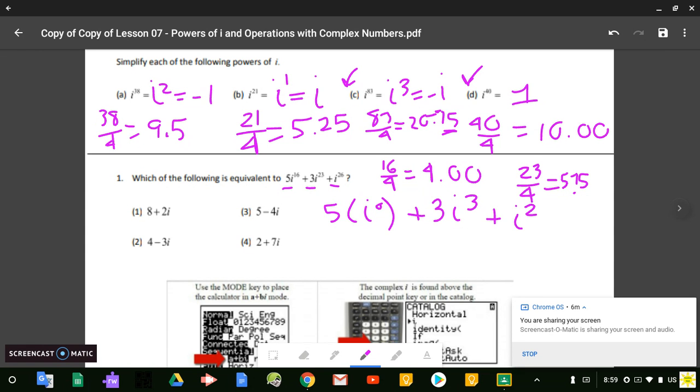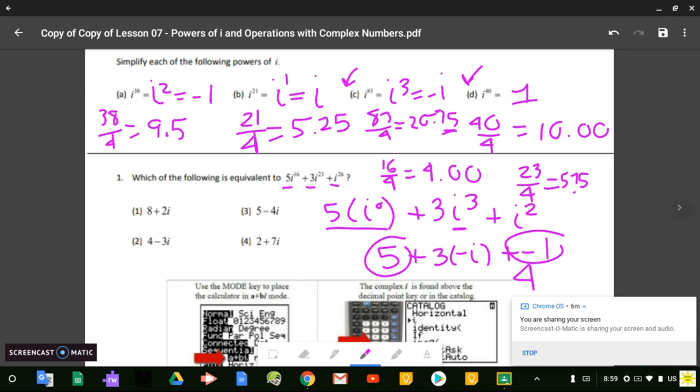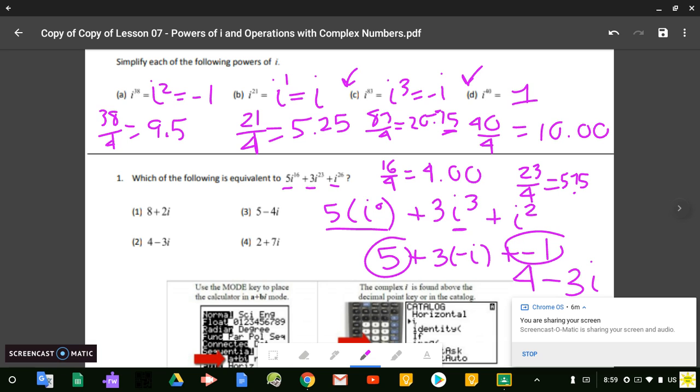Then I'm going to simplify. i to the 0 is 1, so this is 5 times 1. That's 5. i to the third is -i, so I'm going to write this as 3 times -i. i squared is -1. So now I'm just going to combine like terms. So this is going to be 4 because I have my 5 and my -1. And this is going to be -3i. I'm going to circle that.